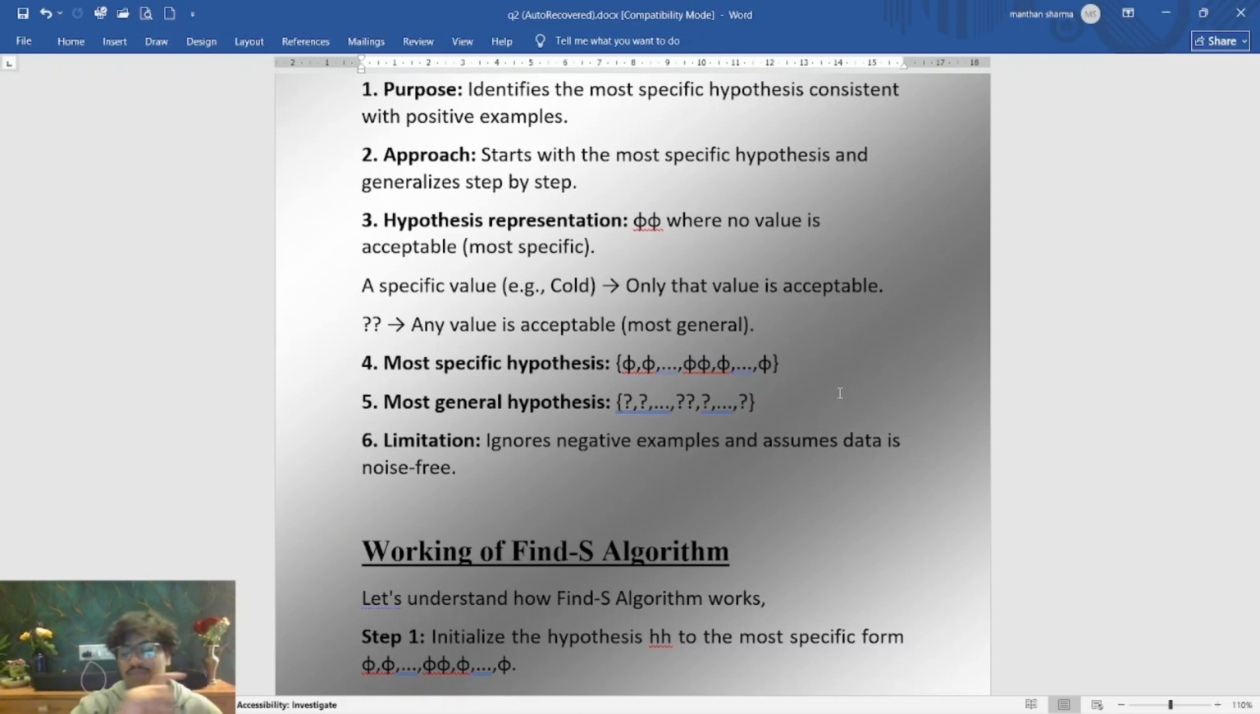The most specific hypothesis is given by phi, phi, phi, phi and the most general hypothesis is given by question mark, question mark, question mark. The limitation is it ignores negative examples and assumes data is noise free.